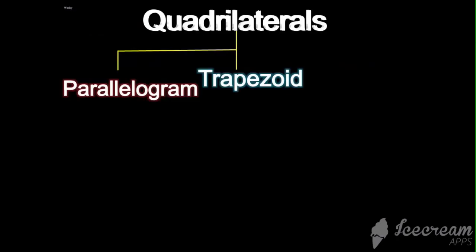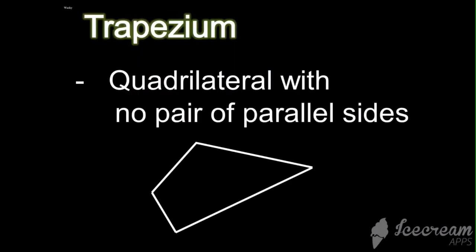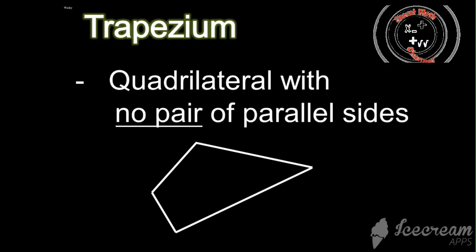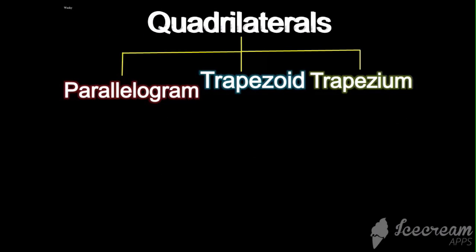The last type of quadrilateral is trapezium. A trapezium is a quadrilateral with no pair of parallel sides. Again, these are the three classifications of quadrilaterals according to the number of pairs of parallel sides. The first one is a parallelogram with two pairs of parallel sides. The next type is a trapezoid with one pair of parallel sides. And the last one is a trapezium with no pair of parallel sides.